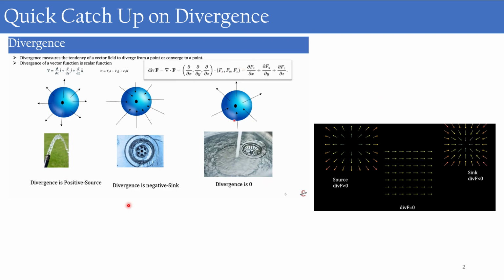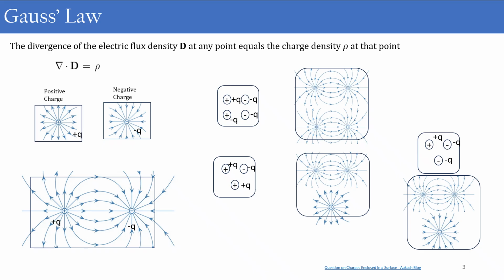So this is the basic concept of divergence, and we are going to use it to explain Maxwell's first and second equations. Let's see the first equation, Gauss's law, which states that del dot D equals rho. That means the divergence of the electric flux density at any point is equal to the volume charge density at that point. When we consider the electric field, all the electric field lines come from the positive charge and end at the negative charge.